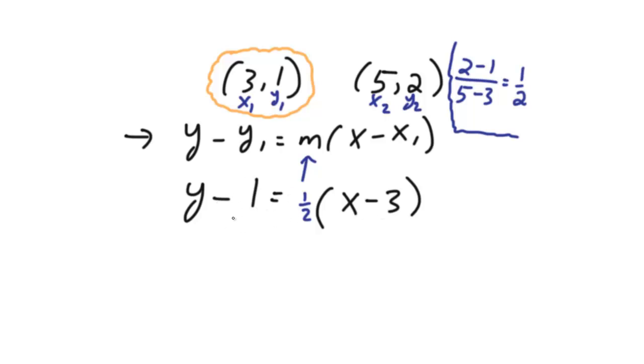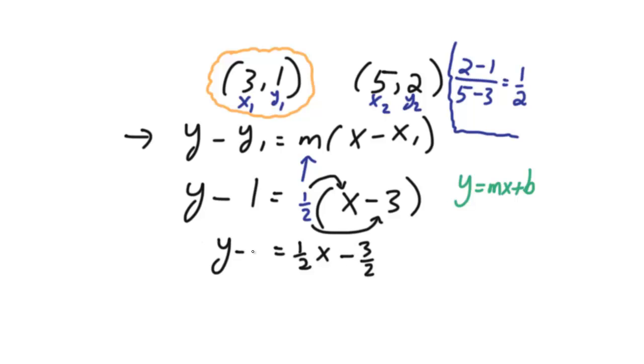And we're halfway there. Let's say I want to put this into slope-intercept form. If you remember from last time, the slope-intercept form is y equals mx plus b. This is almost like that. First thing we want to do is distribute this 1/2 here. So 1/2 times x is just 1/2 x, and then 1/2 times the negative 3 is just negative 3/2. And let's bring down this y minus 1 here.